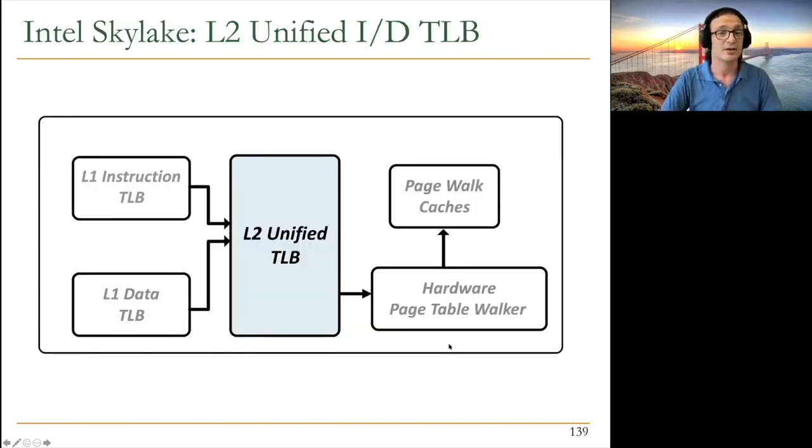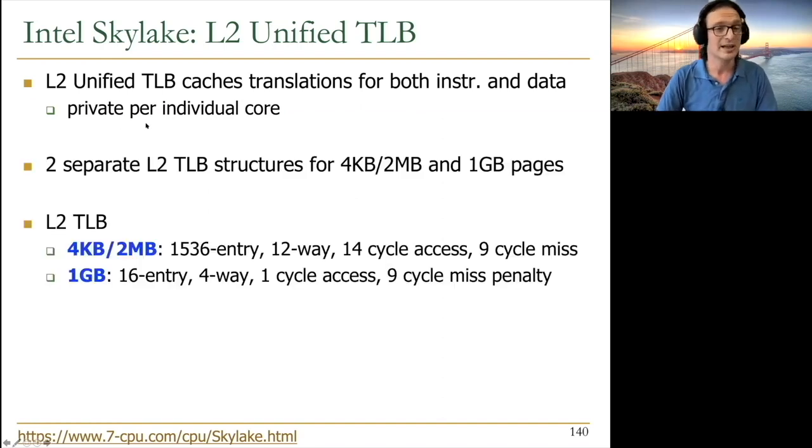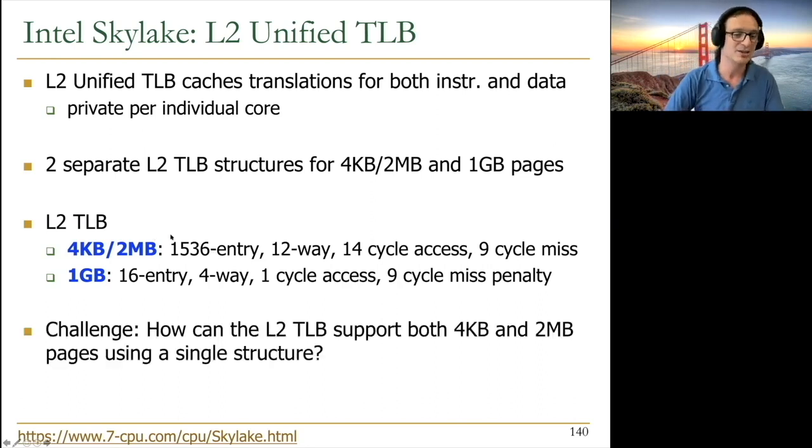Okay, so there's an L2 unified instruction and data TLB. Essentially, the L2 unified TLB caches translations for both instruction and data. It's still private per individual core. And there are 2 separate L2 TLB structures now. One for 4 kilobyte and 2 megabyte pages, and one for 1 gigabyte pages. And you can see that these are bigger. But again, they decided to consolidate 4 kilobyte and 2 megabyte together. So the design of the TLB is a little bit more complicated for this one. Okay, but these are bigger, as you can see, and you can see the penalties.